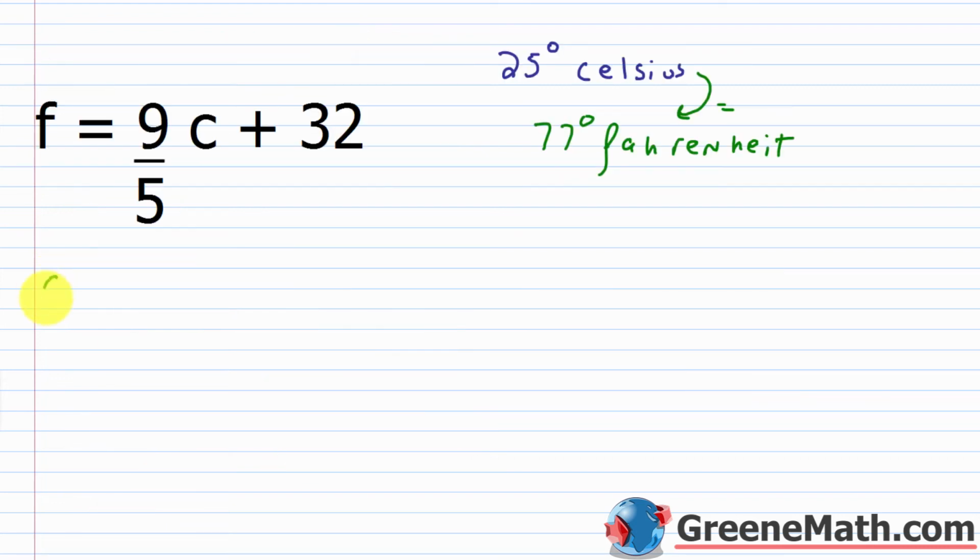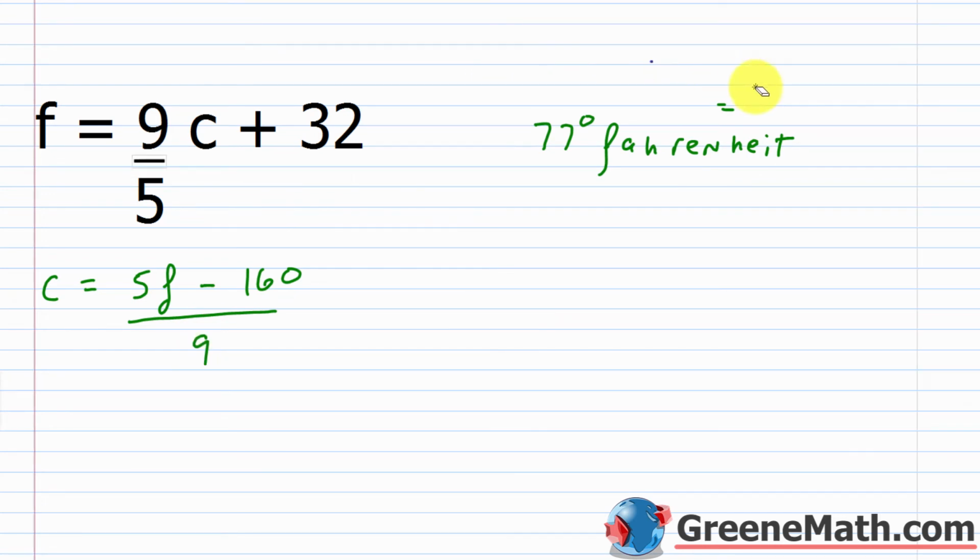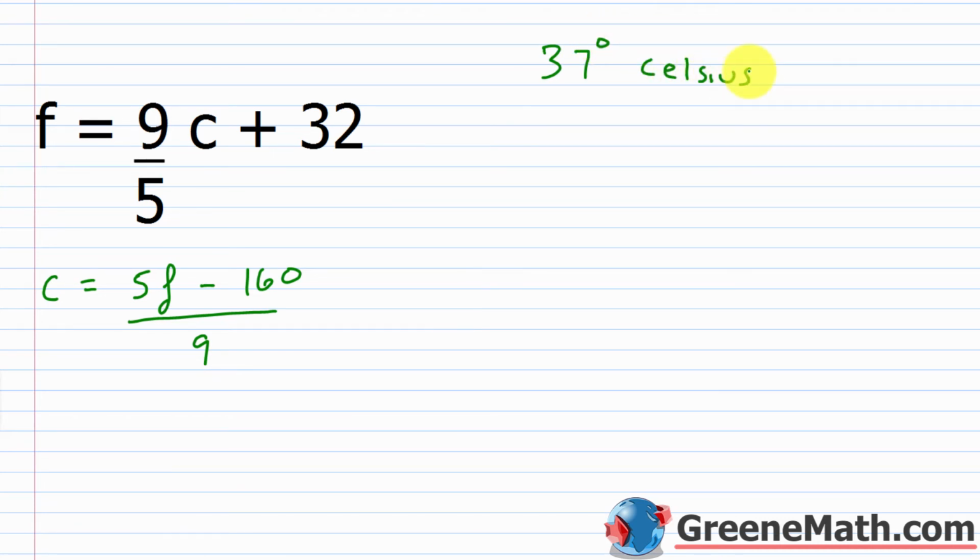So let me rewrite this formula. C, or Celsius, is equal to 5F minus 160 over 9. And let's try just one more. We'll go back and forth. Let's say that I had 37 degrees Celsius. And I want to convert this to Fahrenheit. So how many degrees in Fahrenheit? This is actually a very popular temperature that deals with the human body.